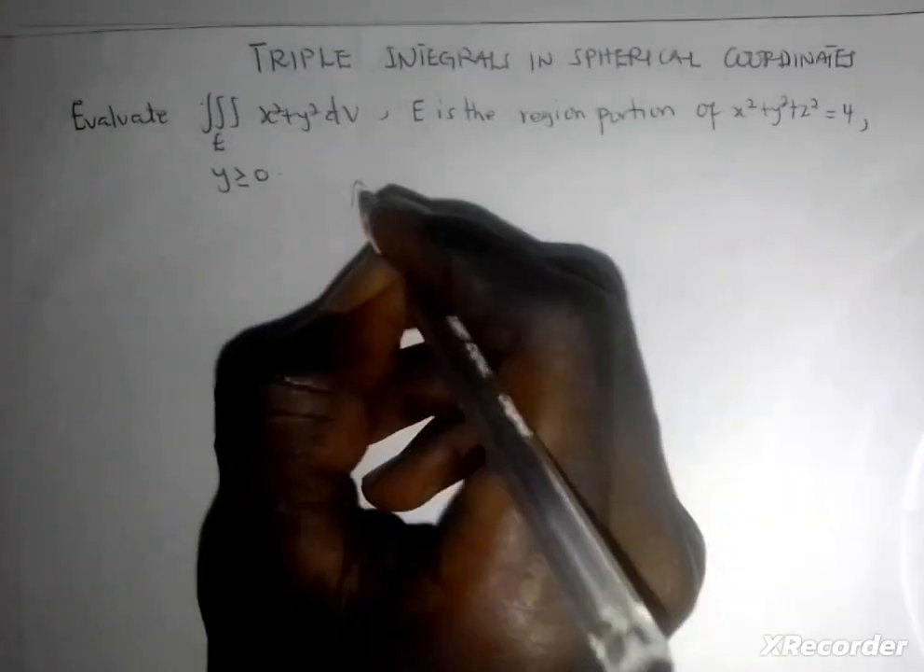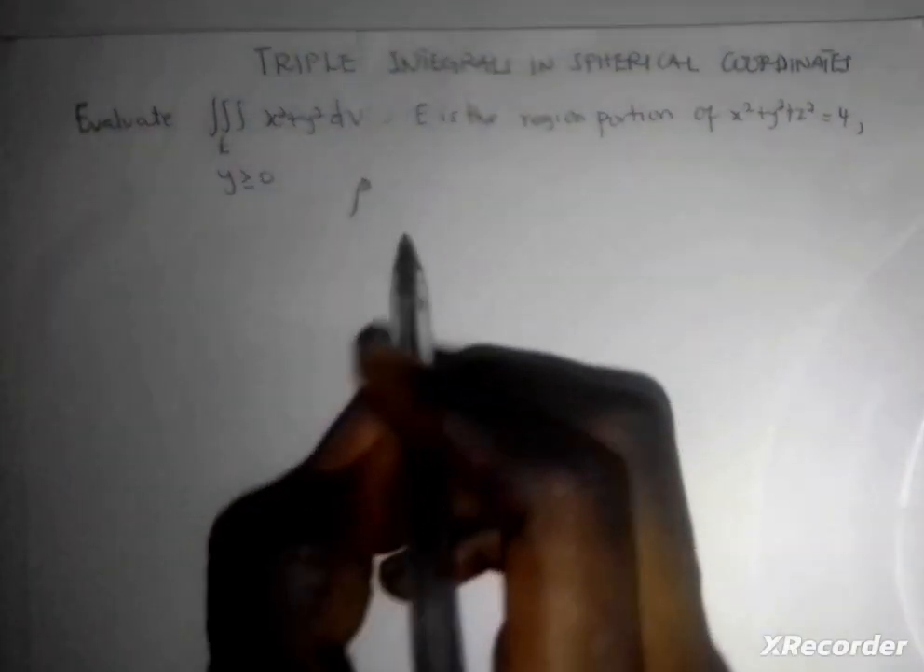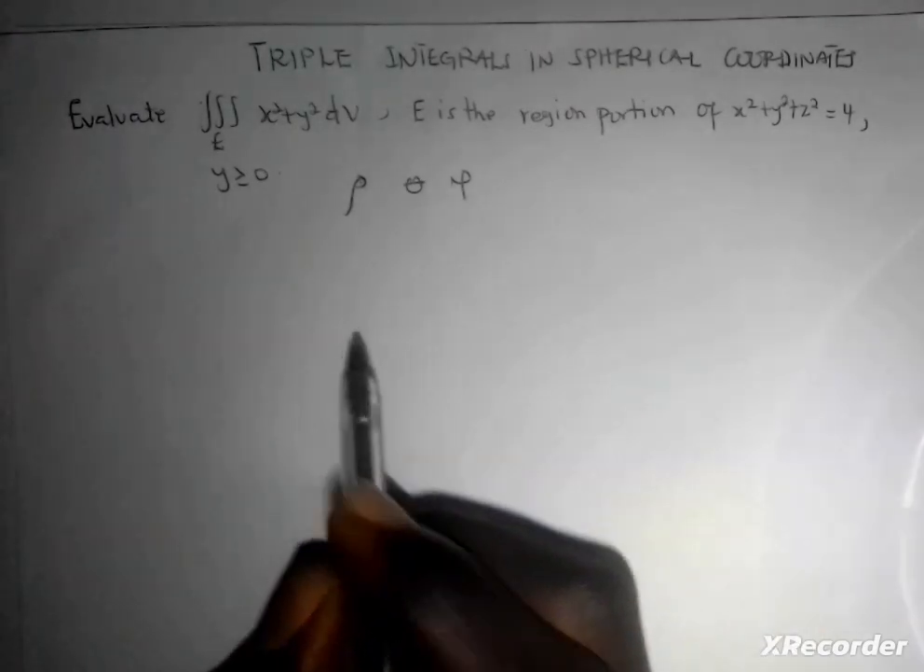To convert it to spherical coordinates, we are interested in parameters such as rho, which is the radius of our sphere, then theta, then also phi. These are the three parameters we are interested in. So if you're able to find the limits for these, then we are good to go. Now, we are supposed to draw or sketch this region to see how it's going to behave and for a clearer and better understanding of our various limits.